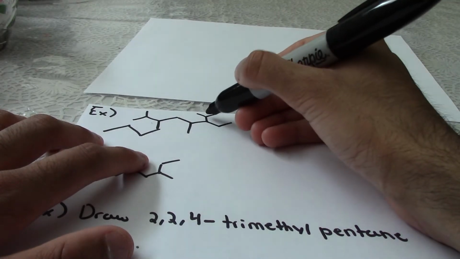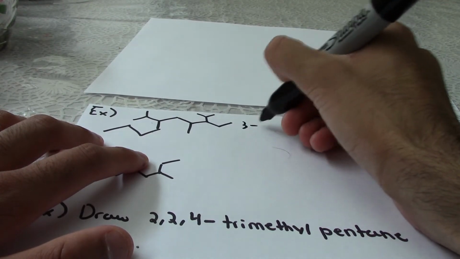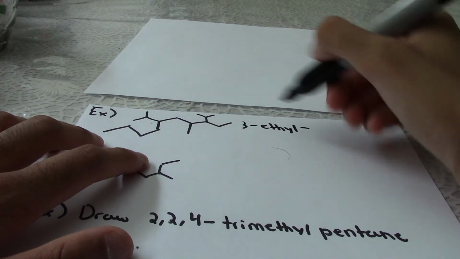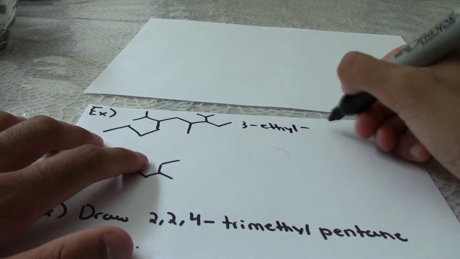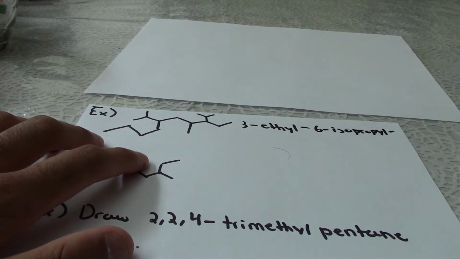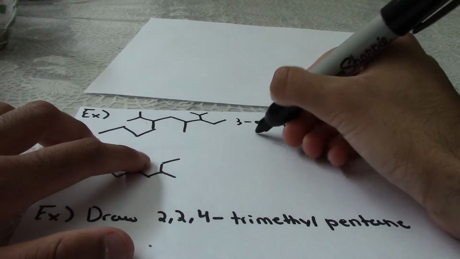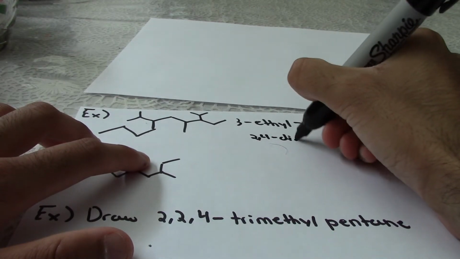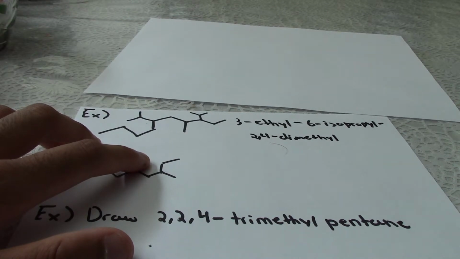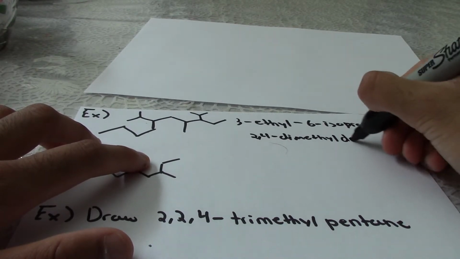So if I look over here, the ethyl in alphabetical order is on the 3rd carbon. And then there's an isopropyl on 1, 2, 3, 4, 5, 6. And then on the 2nd and the 4th, there's a dimethyl. And then our parent chain is decane.